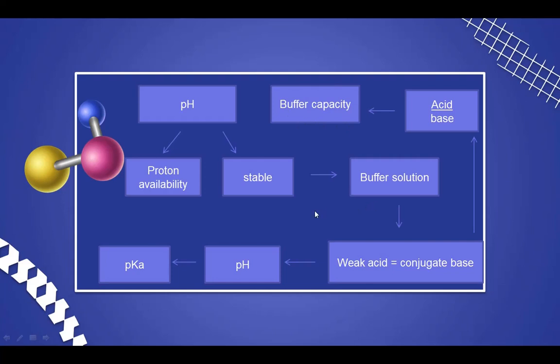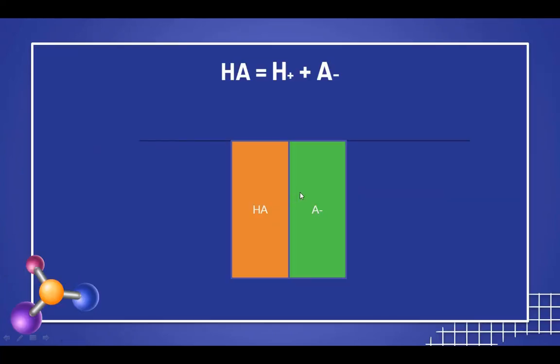Well, what are we doing here? We've got a weak acid and a reversible reaction that forms this hydrogen ion and its conjugate base. And so in a good buffer solution, we want the weak acid and the conjugate base to be equal in values. And so what happens?